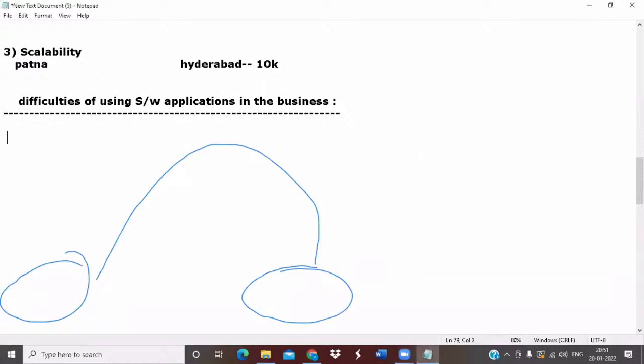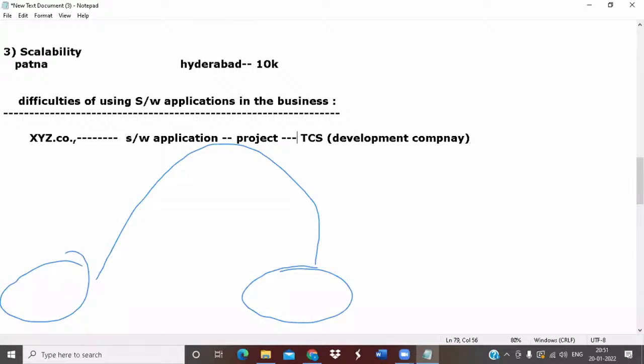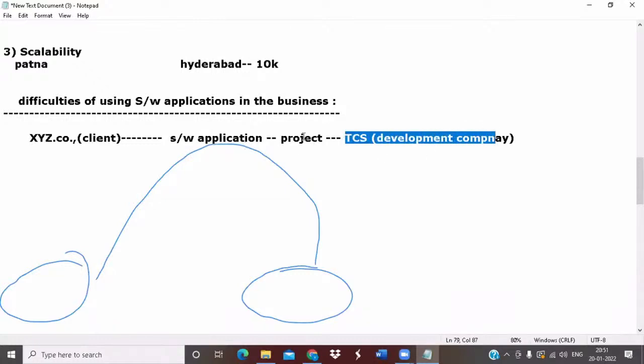Let us take a small example here. I have a company. My company name is called XYZ company. For this company, I need some software application. So I gave this project to a company called TCS. What is TCS here? A development company. From TCS's point of view, who is XYZ company? XYZ company belongs to the client, yes or no? So here, TCS needs to develop the application as per the client requirement, that is XYZ company.